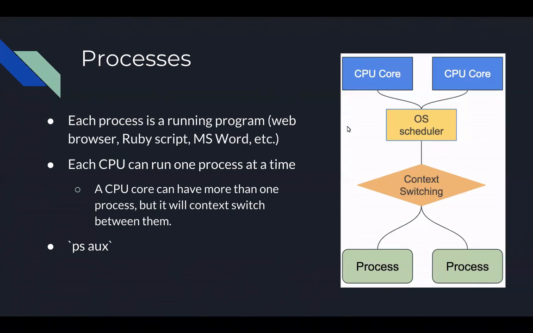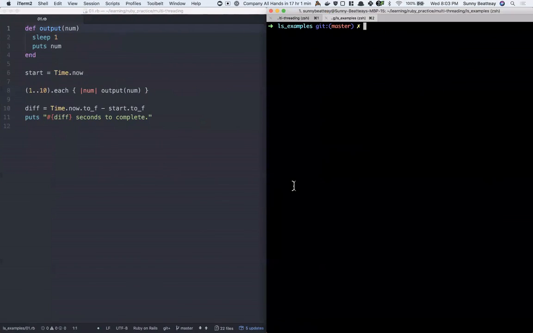The number of processes that can run on your computer is determined by how many CPU cores your computer has. If you've ever heard the terms Intel dual core or quad core, it's just talking about how many cores your computer has. Each core can run one process at a time, so if you have 4 cores, you can run 4 processes at once. You can even look at this on your computer. If you go to your terminal, you can run the command ps aux to find all the processes running on your computer. Let's do that right now.